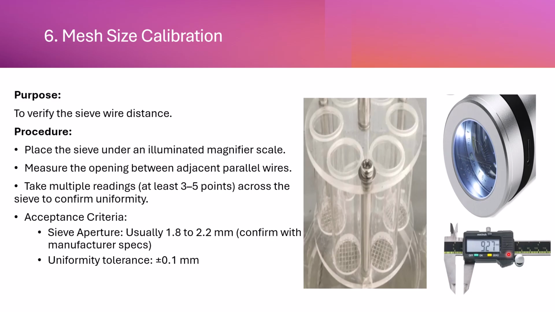Sometimes you can also use vernier calipers, right? In the previous method, generally the companies used vernier calipers, or if you have this illuminated magnifier scale, then you can also use this, right? So this is the procedure for mesh size calibration.